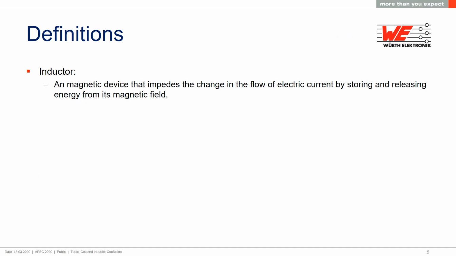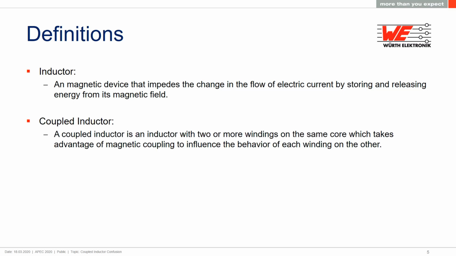Let's make sure we're clear on our definitions. An inductor, as we've just defined in the previous slide, is a magnetic device that impedes the flow of electric current by storing and releasing energy from its magnetic field. A coupled inductor, on the other hand, is an inductor with two or more windings on the same core, which takes advantage of the magnetic coupling to influence the behavior of each winding on the other.